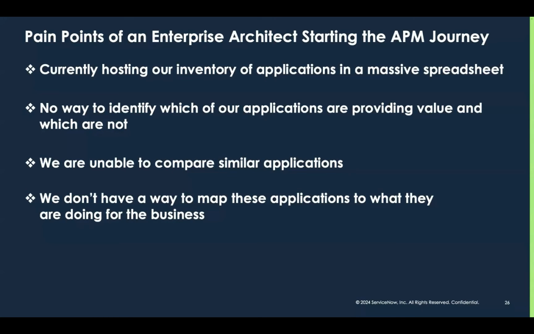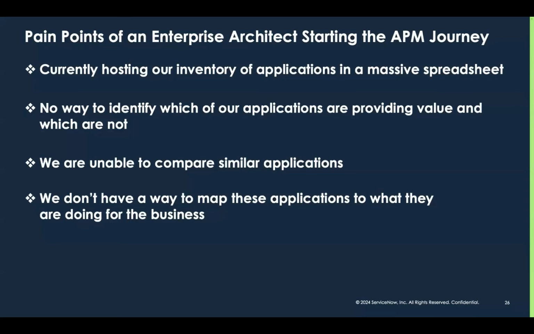So we're currently hosting our inventory of applications in this massive spreadsheet, but it is an absolute mess. Multiple users have access, and we really don't have a standard for what we should be tracking. Second, we don't really have a way to identify which of our applications are providing value and which are not. So it seems like the person with the loudest voice decides what apps we invest in as opposed to which are providing the most value.